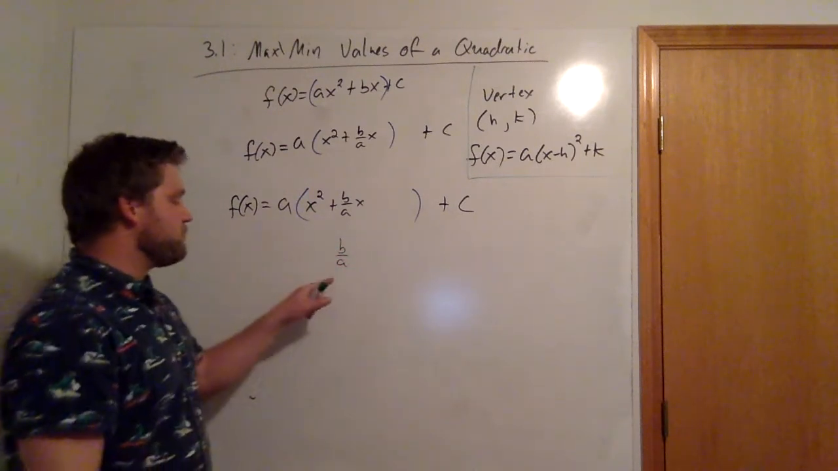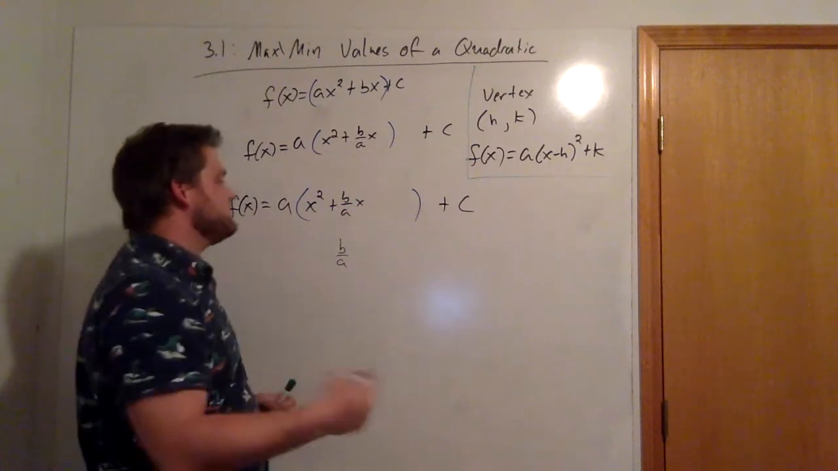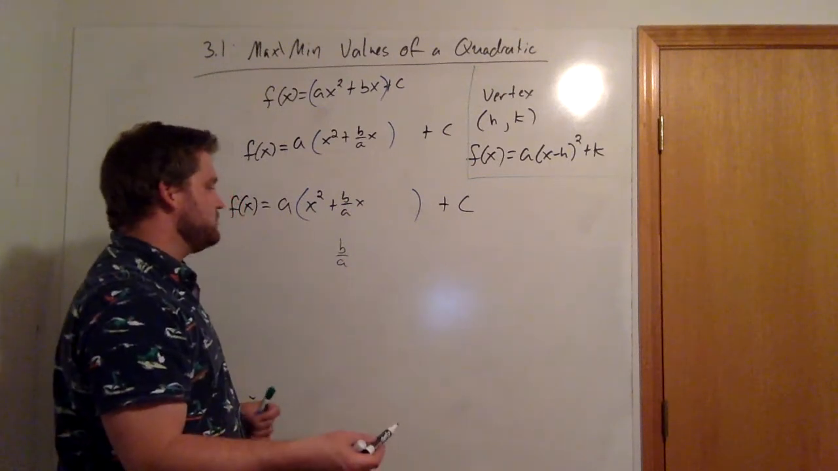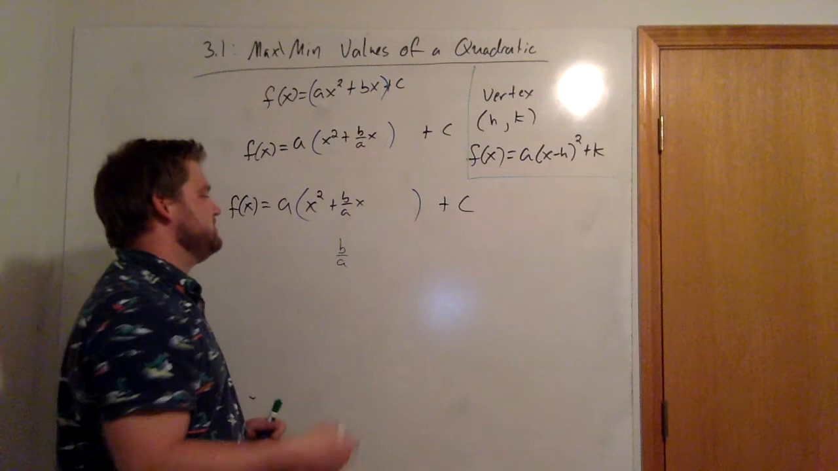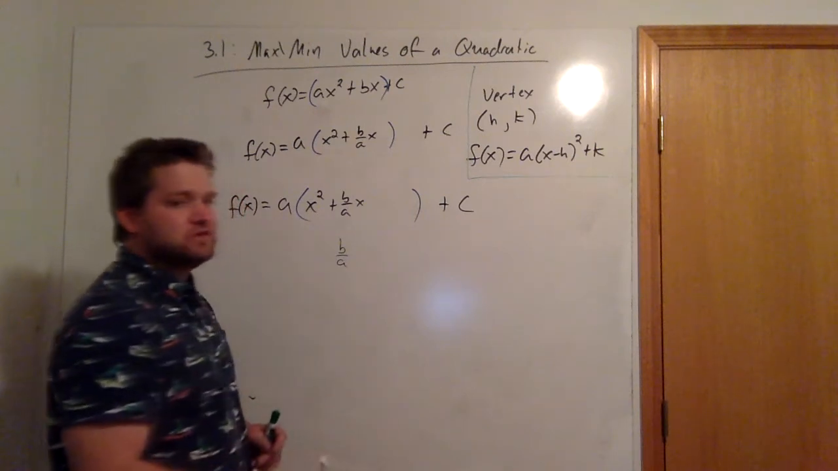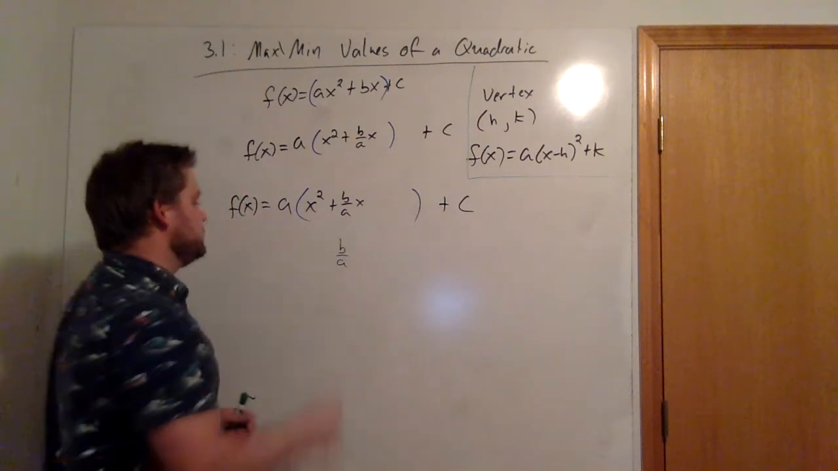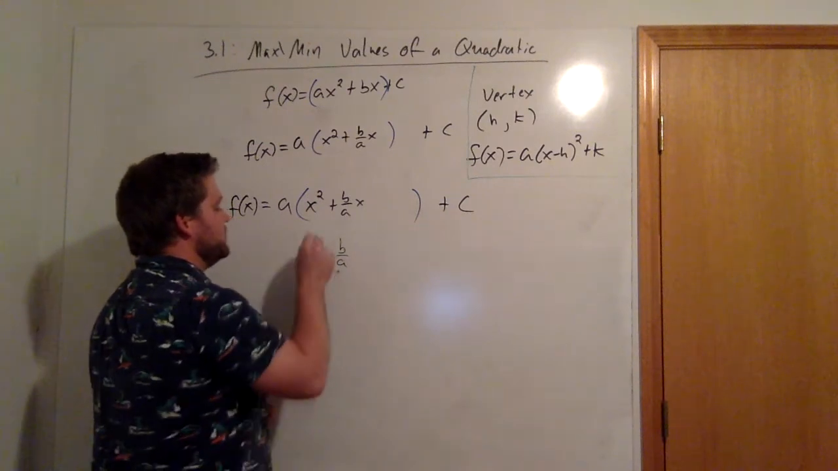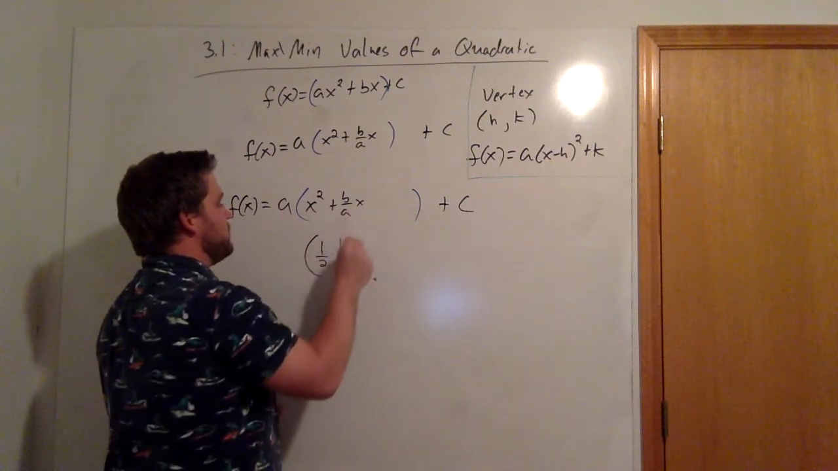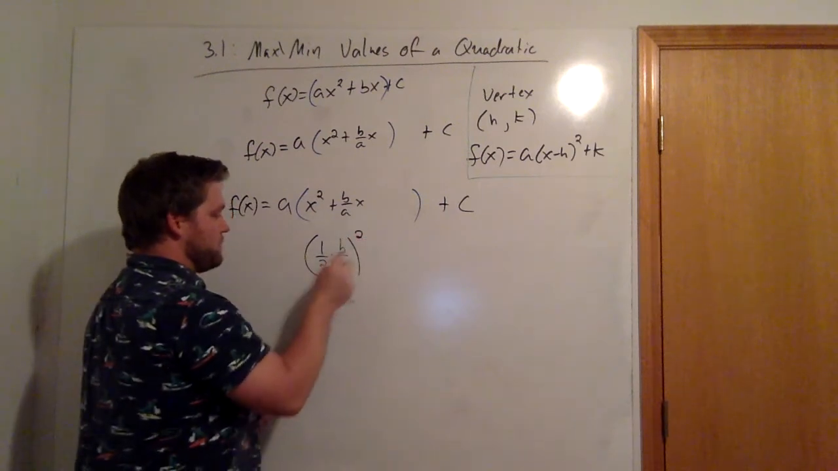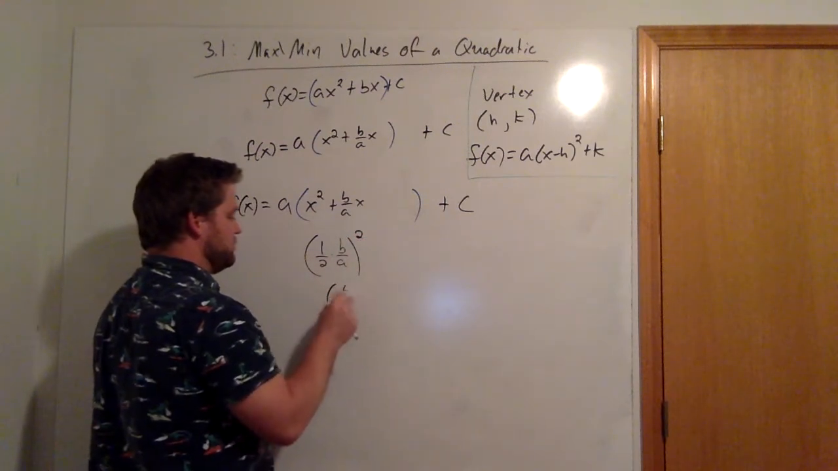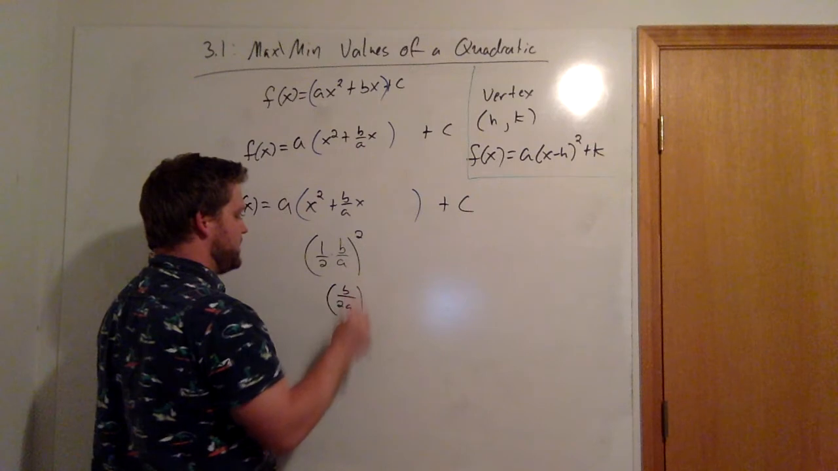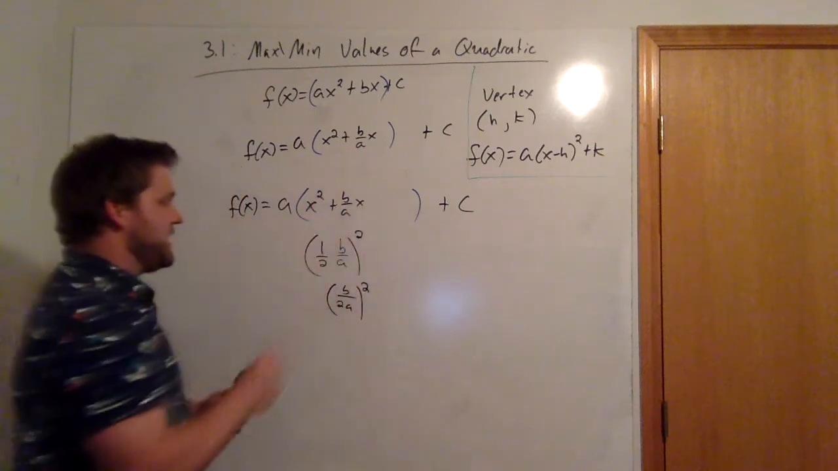Now, because I have a fraction here, dividing by 2 is equivalent to multiplying by a half. So I want to take half of b over a and I want to square that. Or if I multiply the fractions, this will be b over 2a quantity squared. And that's what I want to add here.